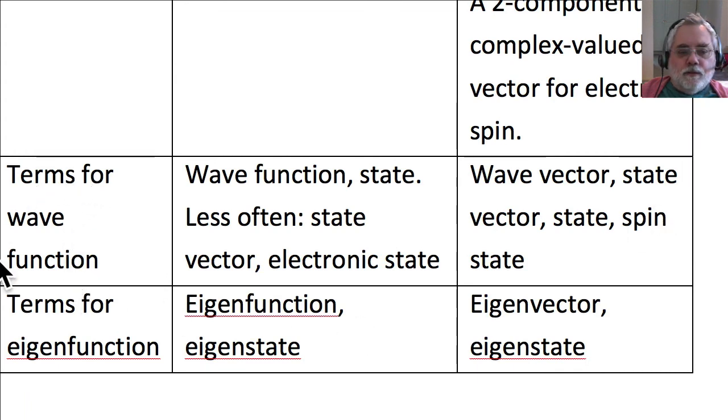Now, what terms will we use for the wave function? For a spatial problem, we will generally call it the wave function. We may call it the state. Less often, we might call it a state vector or an electronic state. For spin problems, we will call it a wave vector instead of wave function. We might call it a state vector, a state, or a spin state. Now, when the wave function is an eigenfunction, for a spatial problem, we'll call it an eigenfunction or an eigenstate. For a spin problem, we will call it an eigenvector or an eigenstate.